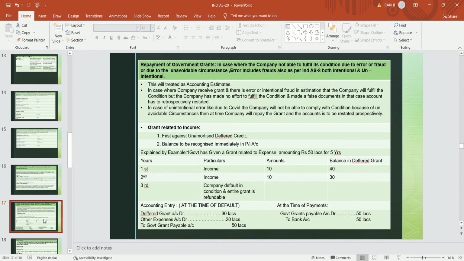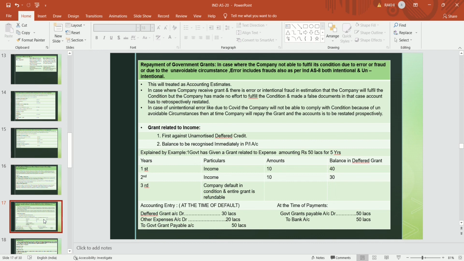Unavoidable circumstances means circumstances which are not under the control of the company, such as an earthquake or any such natural disaster. For that reason, the company is not able to fulfill the condition. And if the company does not fulfill the condition, then it has to repay the government grant. In that case, they will apply the prospective approach, not the retrospective approach.